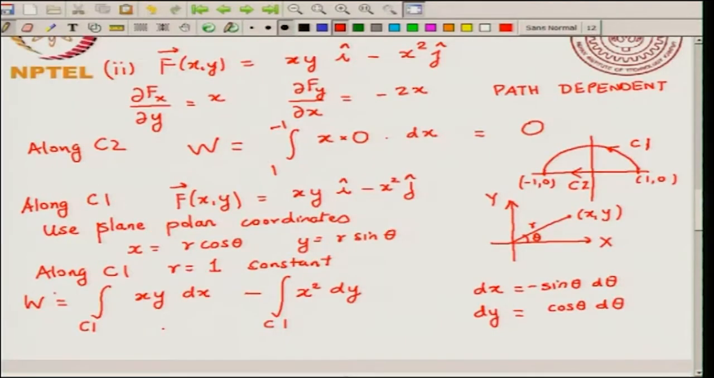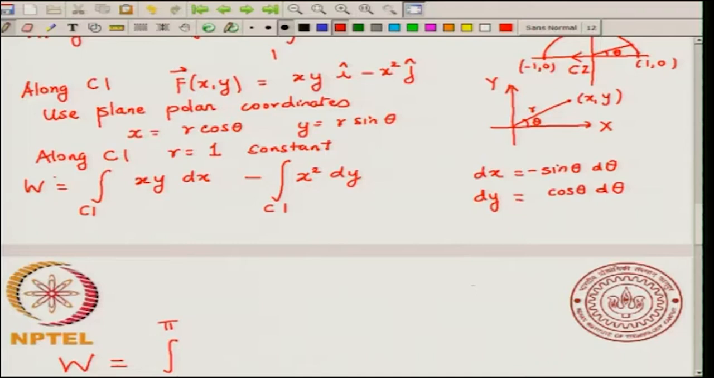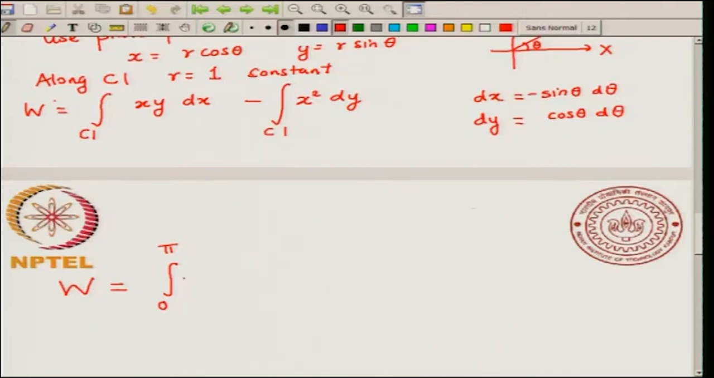Now theta along this path goes from 0 to pi. So what you have is the integral from 0 to pi. Now x times y is nothing but cos theta times sin theta, and then you have a dx, so you will get another sin theta. So what you have is minus cos theta sin square theta, that comes from here, and the other term, minus x square, gives you cos square theta, and dy will give you another cos theta. So you have minus cos cube theta, the whole thing d theta.